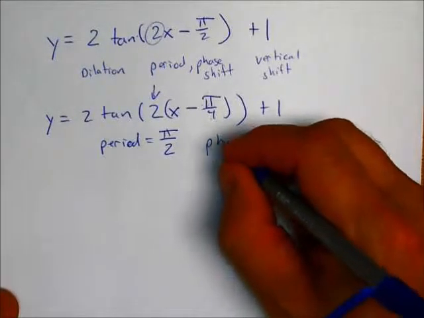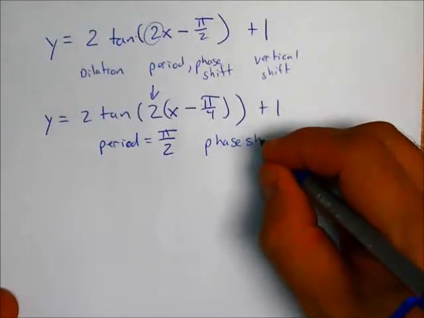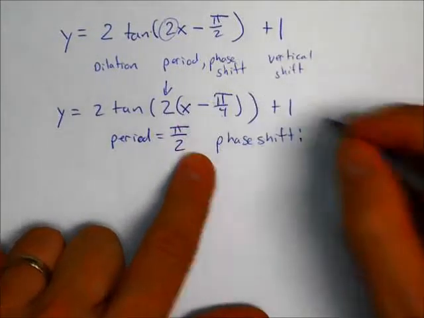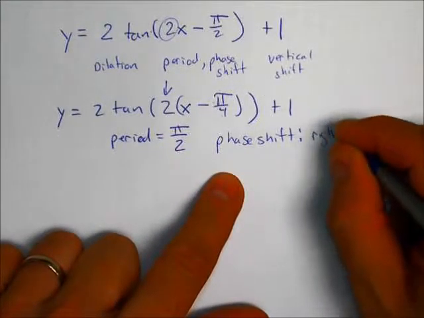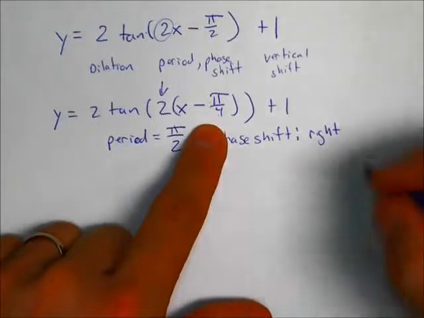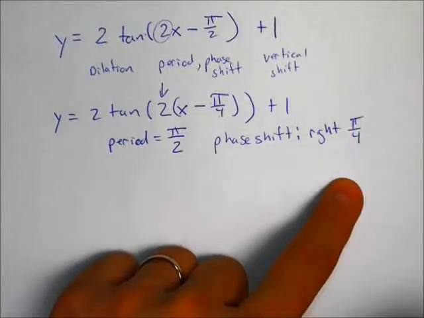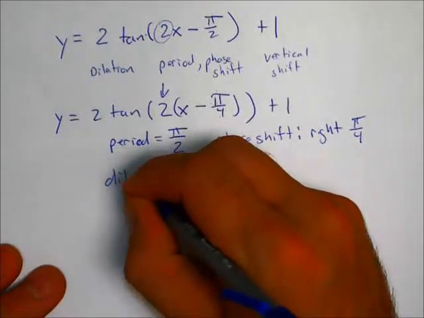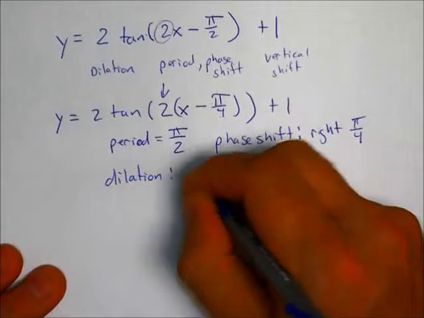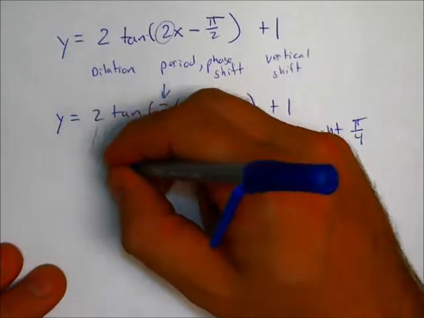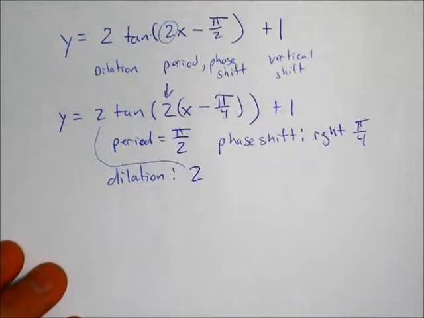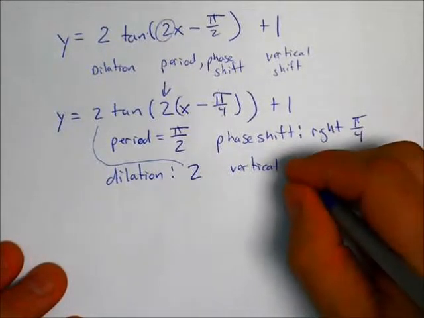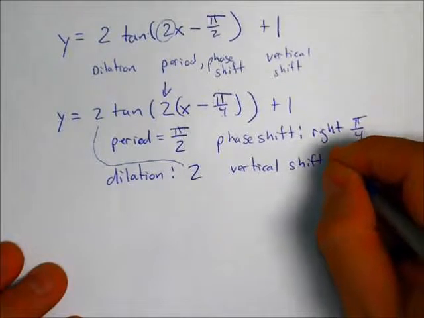My phase shift, which I now know, I didn't know it before because I hadn't factored yet, is going to be right, because it's always the opposite sign when it comes to phase shift, right pi over 4. Okay? I also have a dilation of 2. That's this thing here. That gives me a dilation of 2 and a vertical shift of 1.